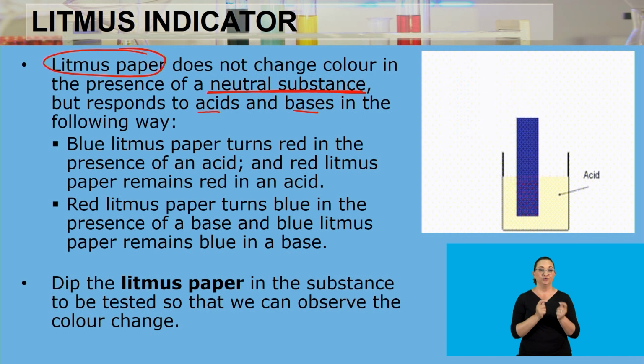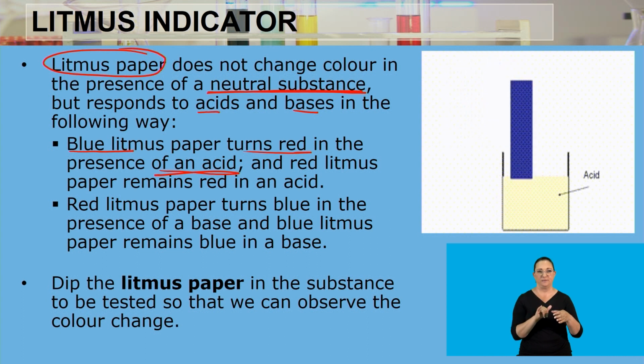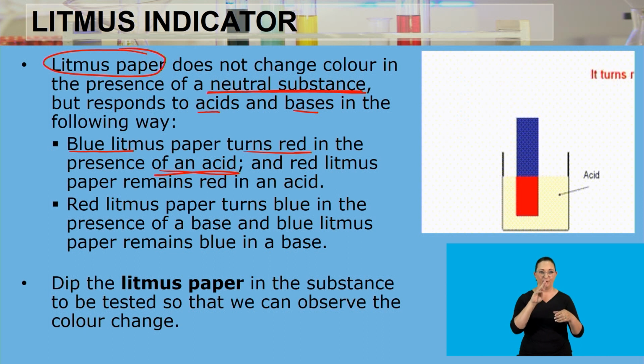Now, how does it respond? If you dip a blue litmus paper into an acid, it is going to turn red. So blue litmus paper turns red in the presence of an acid. And red litmus paper remains red in an acid. So if it's a red litmus paper, it will not change if you dip it into an acid. But if you dip a blue litmus paper into an acid, there's going to be a color change. The color change will only appear on the litmus paper itself, not the entire solution. So the litmus paper itself will turn red. Now, what about if it's in a base? The red litmus paper will turn blue in the presence of a base.